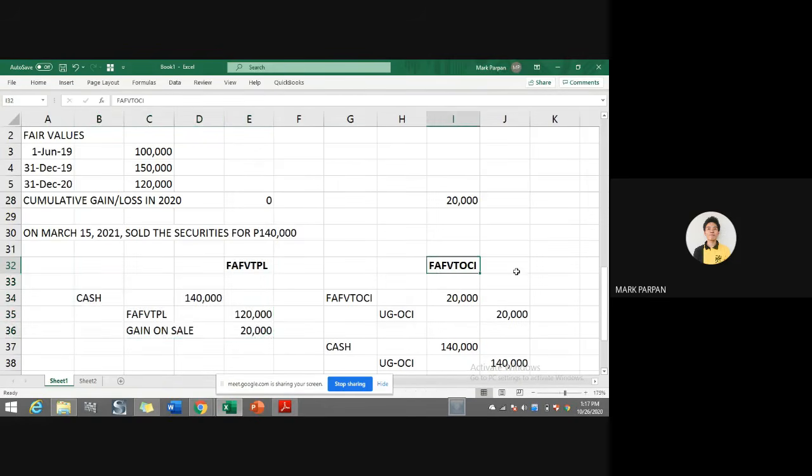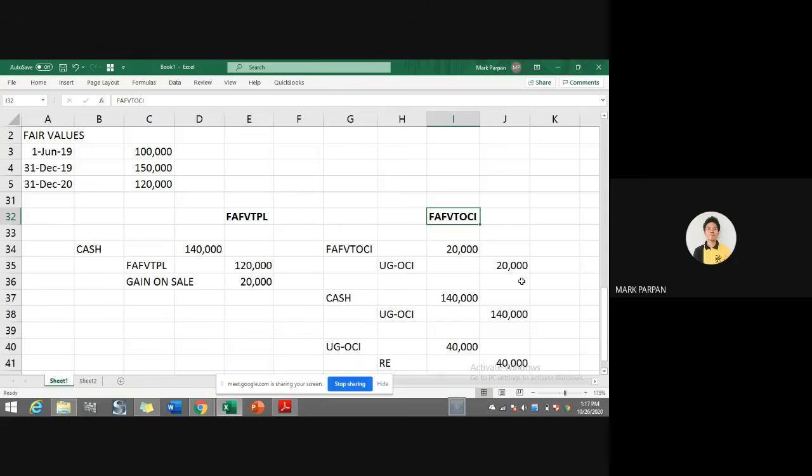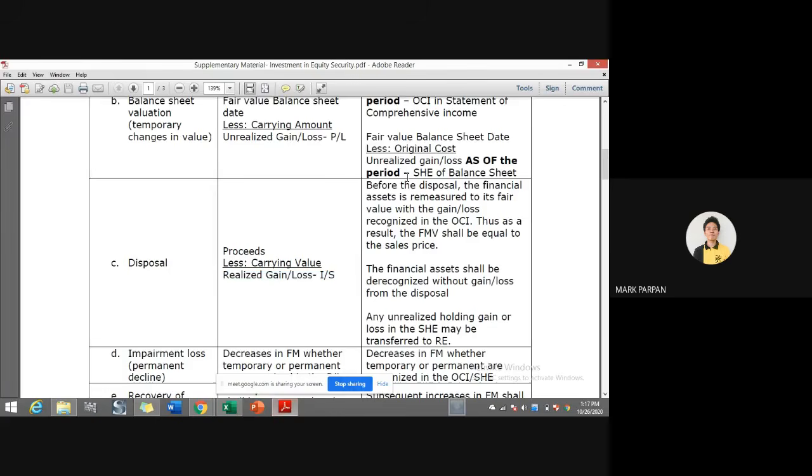Let's proceed to a much more complicated one. No, it's not too complicated. But a little, maybe there is a certain rule to remember. So, before disposal, the financial asset is remeasured to its fair value with the gain or loss in OCI.